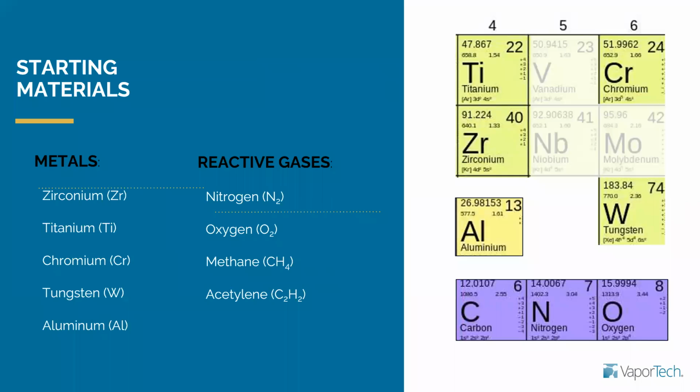With reactive gases, nitrogen, oxygen, methane, and acetylene are the four that are used the most. We always, or for the most part, are going to have argon as well in the process, but that's not a reactive gas. That's not a gas that's incorporated in the coating. It's important for the process itself, but doesn't get incorporated into the coating that you're putting down.